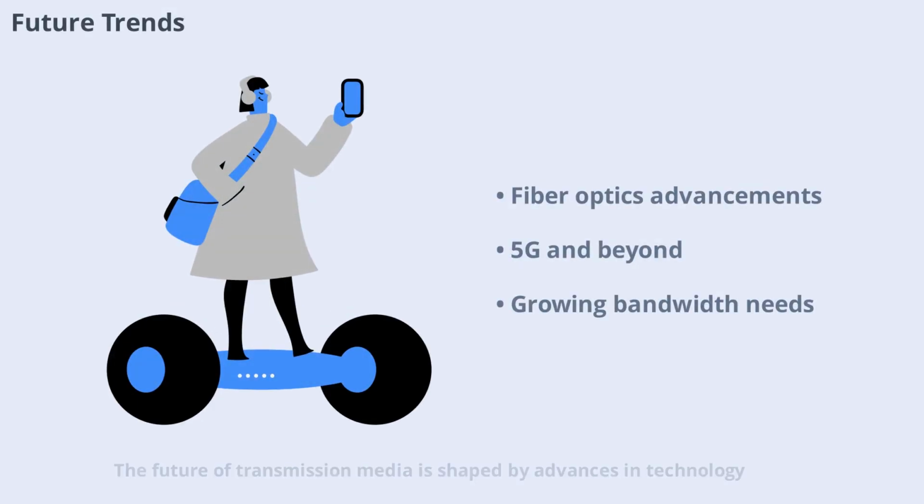The future of transmission media is shaped by advances in technology. Fiber optics continue to evolve, offering even higher speeds and greater reliability. Wireless technologies like 5G and beyond are expanding the possibilities for mobile and IoT networks. As demand for bandwidth grows, new materials and methods will emerge, further enhancing network performance.